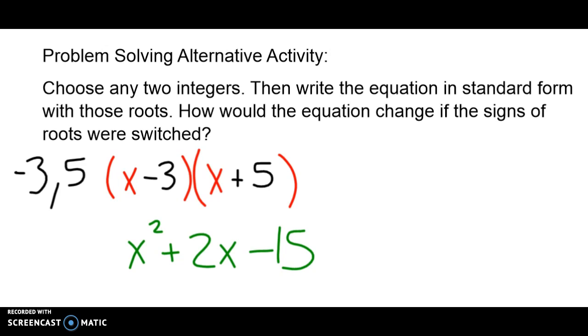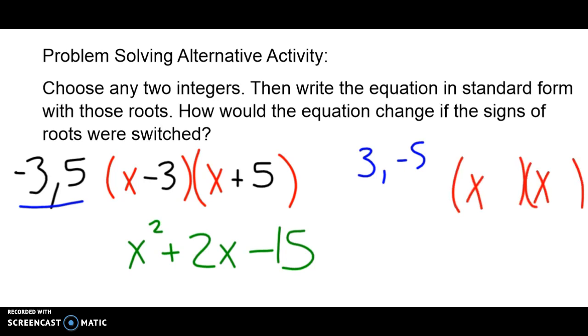Then it says, how would the equation change if the signs of the roots were switched? So for example, now instead of negative 3 and 5, they said, okay, well, we got to have 3 and negative 5. What happens to that then, right? So they write out their equation.